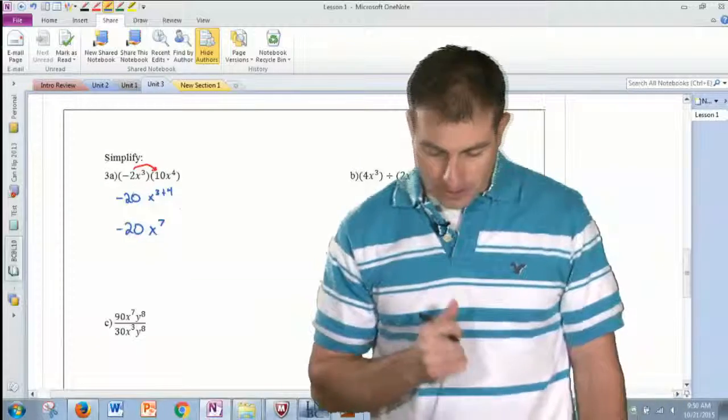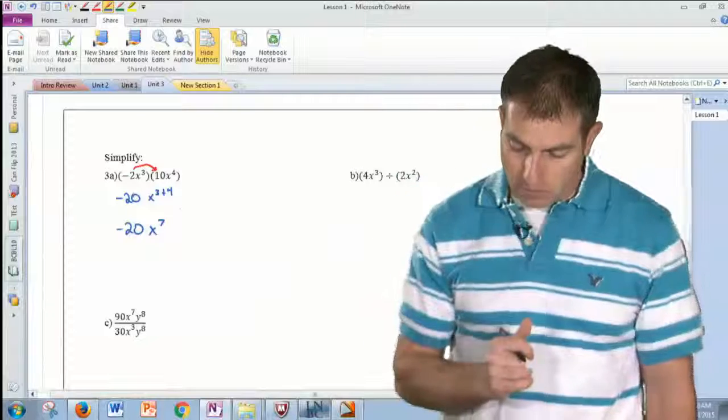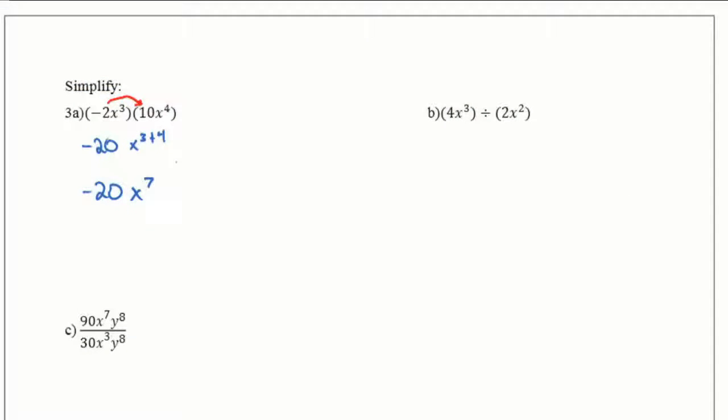So that was the first one. The next one's a division question. 4x to the 3 divided by 2x squared. So we could write it like that, or we could write it vertically if that makes more sense to you. 4x to the 3 over 2x squared.